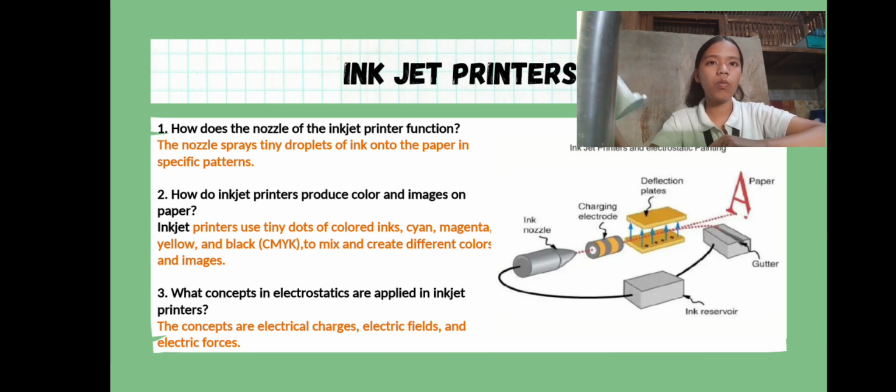And last question, what concepts in electrostatics are applied in inkjet printers? So the concepts are electric charges, electric field, and electric force. So before the ink droplets leave the nozzle, they are given an electric charge. When these charged droplets pass through an electric field, they are deflected or moved by electric forces toward the correct spot on the paper. So this helps the printer place each droplet exactly where it needs to go. Without the electrostatic principle, the droplets would not be directed accurately, and the print quality would not be clear or sharp.